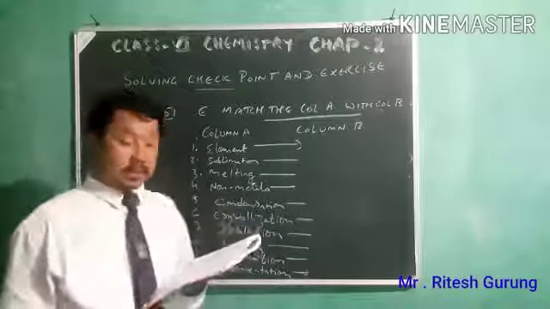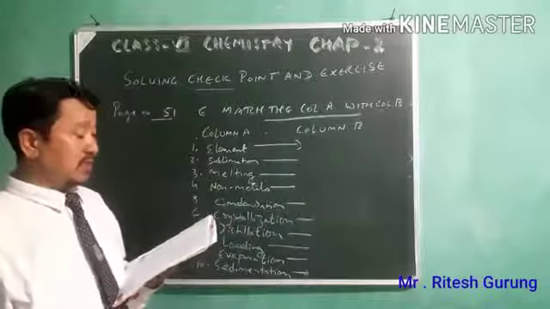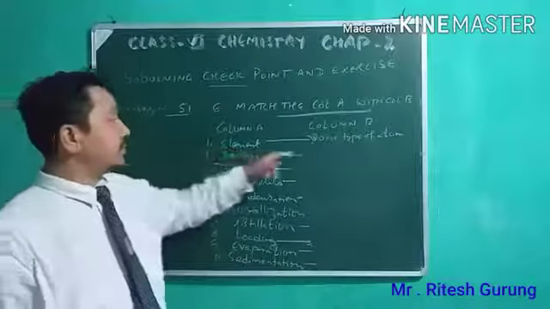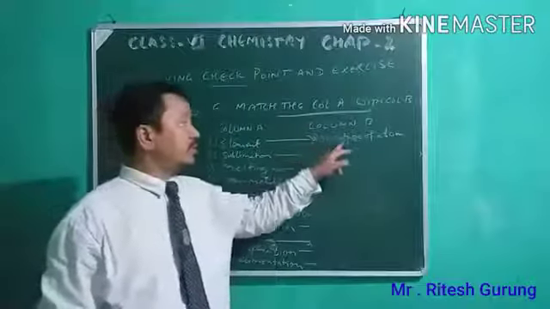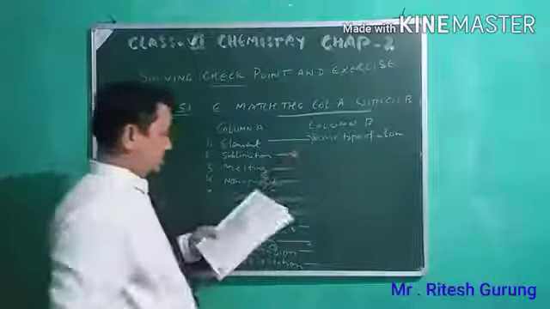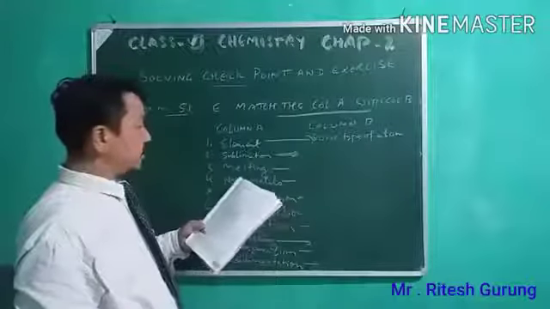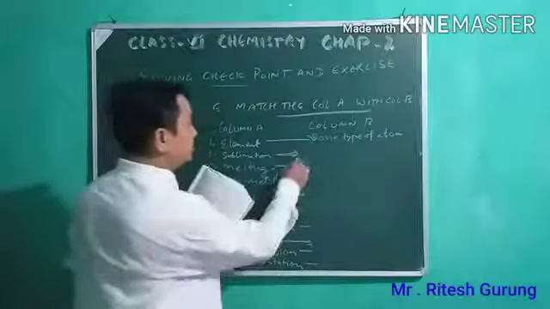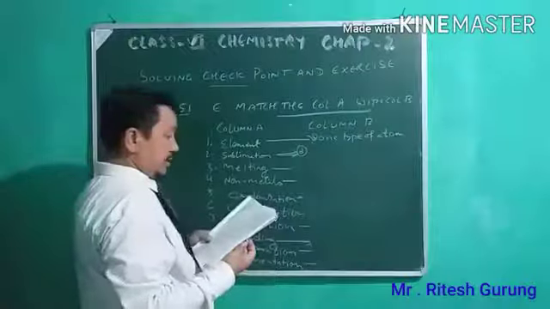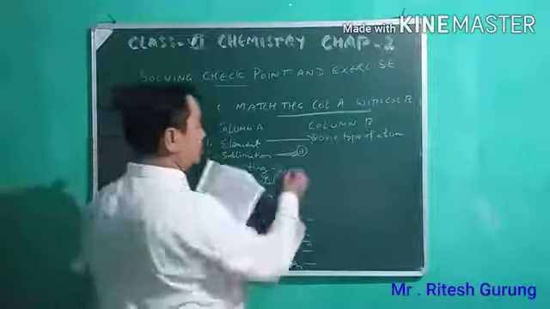You must have already done that. That is option number B. Number 1 I have already written here, that is element, matching with the option number B, one type of atom. Then number 2 we have sublimation. Sublimation is matching with option number D, that is changes from solid to gas state.